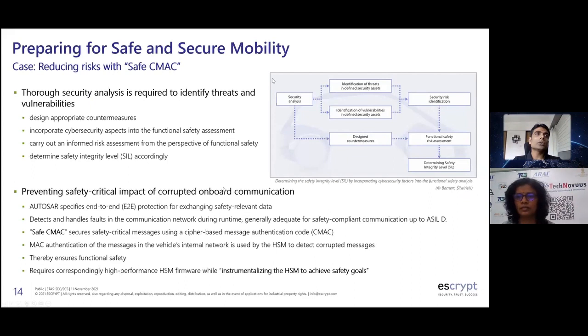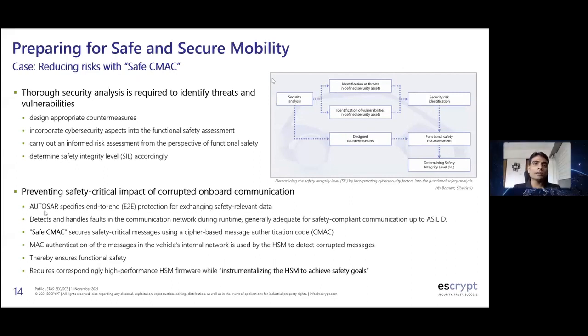Now, once this is done, there are also several other mechanisms to balance how you are going to implement this. AUTOSAR has specified some mechanisms to detect and handle faults on a communication network to ensure that no corrupt messages are flowing around in the bus. One such mechanism is SafeMAC, where safety critical messages use a cipher-based message authentication code, and these MACs are usually used by the HSMs to do the computing and then determine whether the messages are corrupt or not corrupt. This function is ensured.